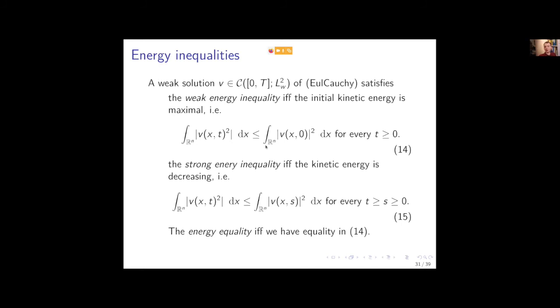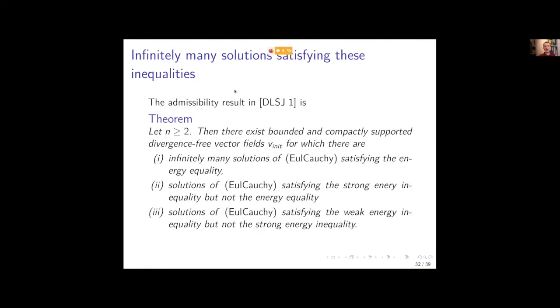And that's, of course, much stronger than the strong energy inequality, because if you satisfy the energy equality, you're also monotonically decreasing, and in particular, you're never more than in the beginning. You're always equal to the beginning. So the energy equality implies the strong energy inequality, which implies the weak energy inequality. And using the previous theorem, for example, this becomes a corollary.